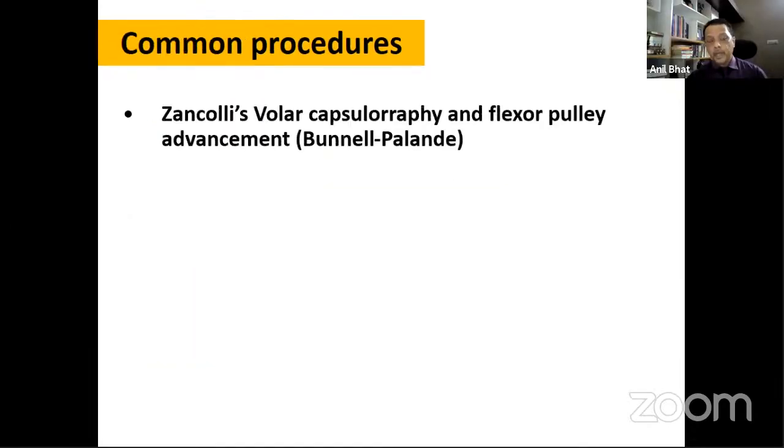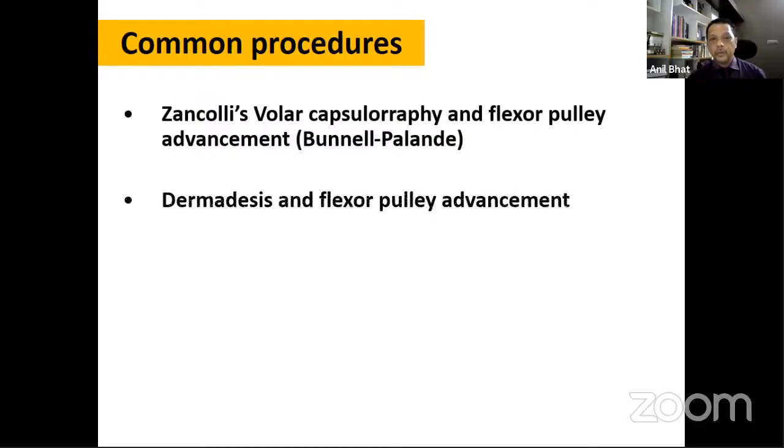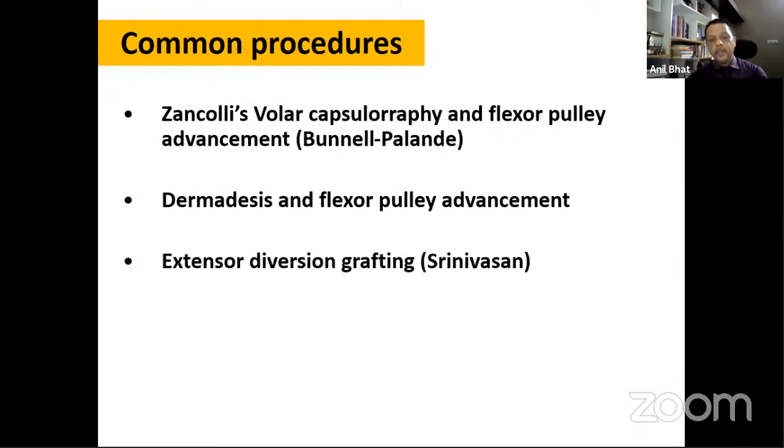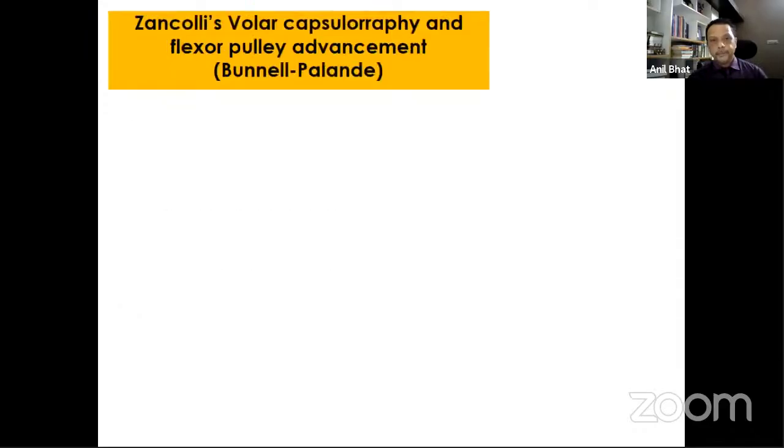Common procedures asked again is Zancolli's volar capsulorrhaphy. This is asked as a short note a lot of times. It's always combined with a flexor pulley advancement. So that is what it is. The other procedure we do is a dermadesis. Skin itself is made into a contracture, and then you add a flexor pulley advancement. There's a procedure by Dr. Srinivasan called extensor diversion grafting. And there's also a procedure where they put a bone block posteriorly to give that flexion of the MCP, called the posterior bone block procedure by Michael.